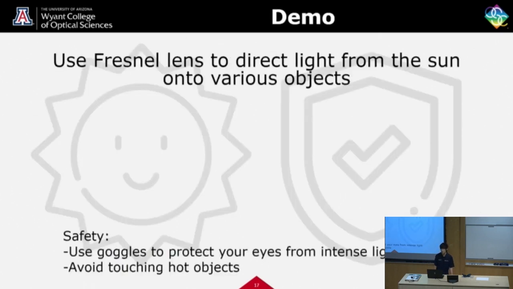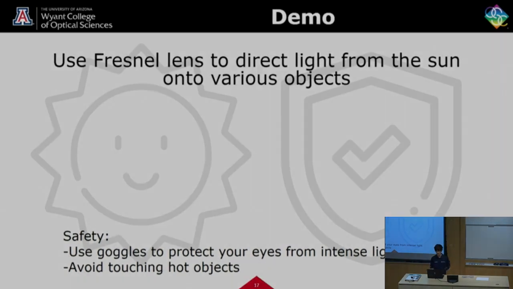And then with that, we'll move to our demo, where we direct light from the sun onto various objects with a Fresnel lens. And some things about safety before we move outside: we want to use protective goggles to protect our eyes from the intense light, and also avoid touching the objects after they've been directed light onto. Now we'll move outside for the demo.